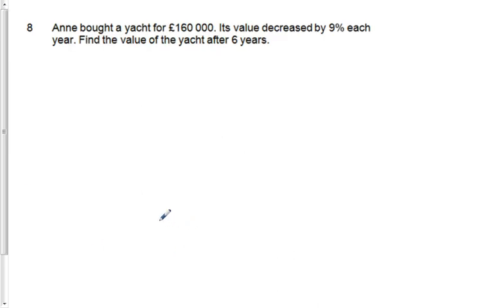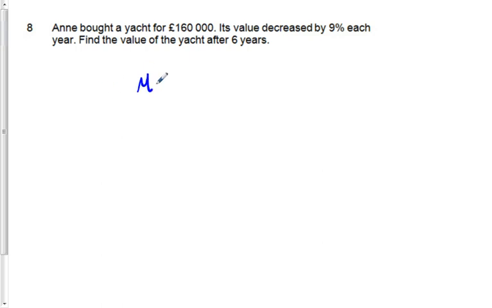Annie bought a yacht for £160,000. Its value decreased by 9% each year. Find the value of the yacht after 6 years. Now we could do this using the method of repeated subtraction, where we find 9% of the 160,000 and then take that away. Then for the second year, we find 9% of that new amount. But we can do this much faster using our multiplying factor.